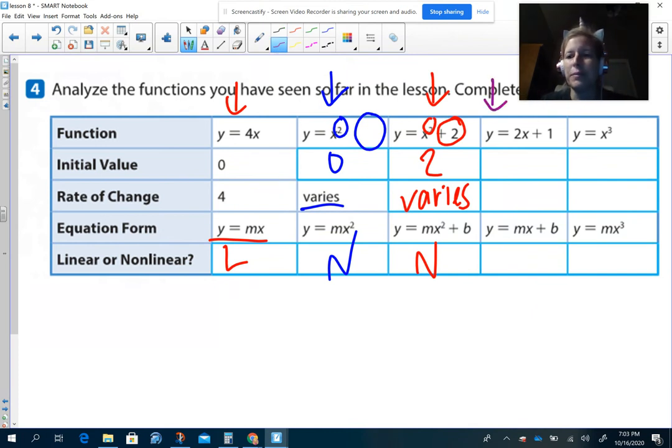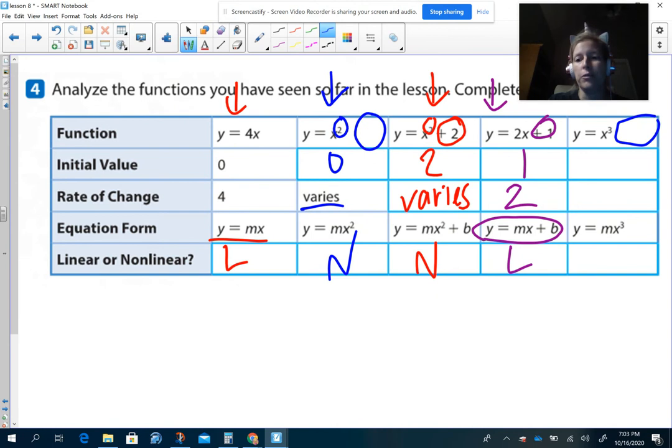Okay, let's look at this one. Do I have an initial value? Sure do. And then what is my rate of change? Ooh, my rate of change is 2, and it fits in the y equals mx plus b. We are definitely linear. Finally, my last one. Is there an initial value? No, there is not. And I have an exponent. It doesn't matter what my exponent is. It's an exponent. So it is definitely going to vary, and it is going to be nonlinear.